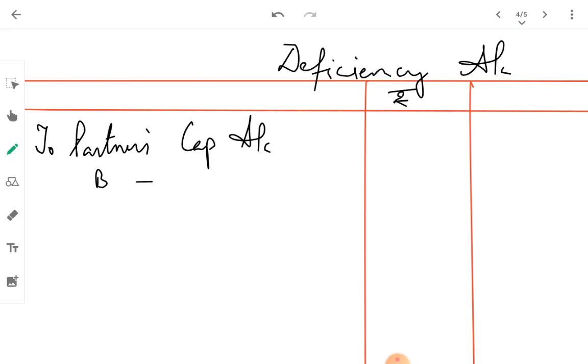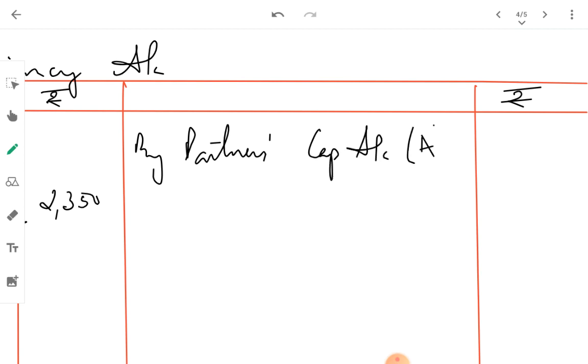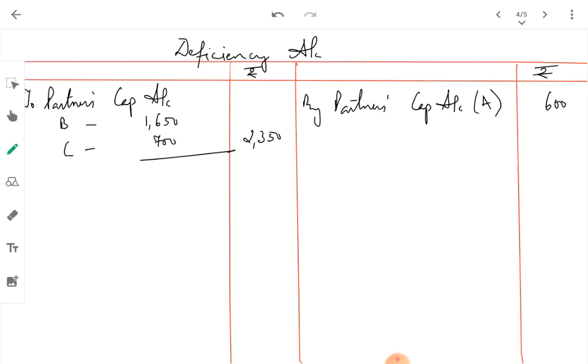So partner B is rupees 1,650 and partner C is rupees 700. Okay, so the total is rupees 2,350. And on the credit side also we have an entry by partners' capital account. This is only partner A, rupees 600. Okay, so that is deficiency account.